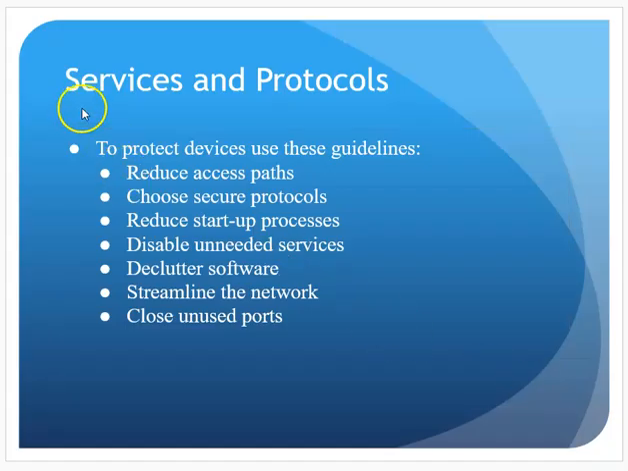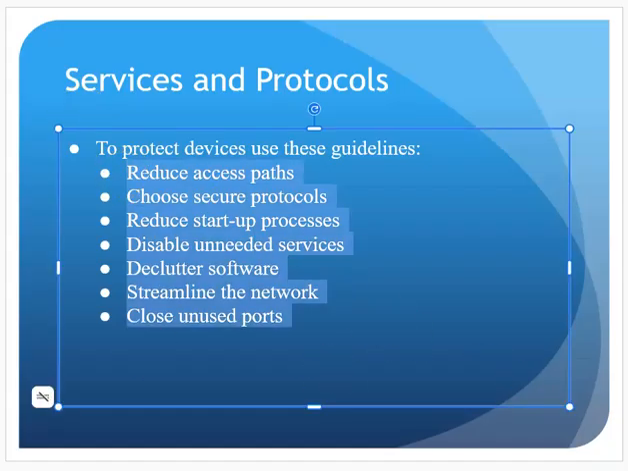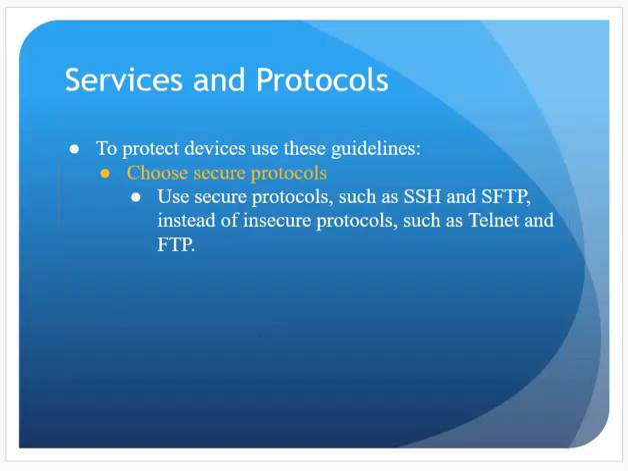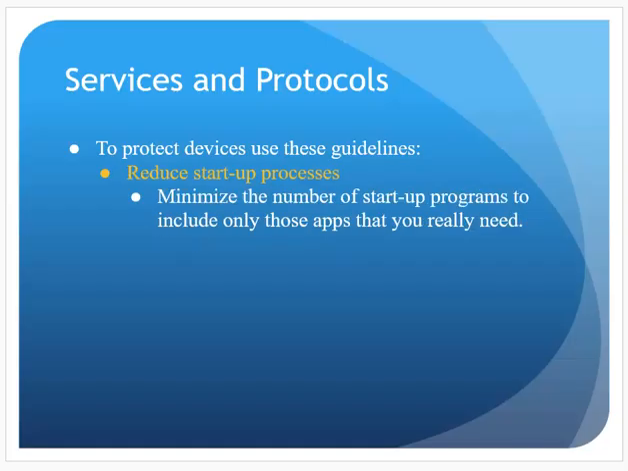To protect devices, use these guidelines. These are a bunch of different things that can be done to protect devices, and I think I'd go through these and break each one of them out real quick. Reduce access paths. Shut off things that aren't needed. If things don't need Wi-Fi or Bluetooth, shut them off. Disable those if they're not needed on a system. Again, choose secure protocols. Only allow SSH. Block all the other ones right at the desktop. Don't let them even get used. And then only have the SSH filter only allowed to go to the subnet or the location it needs to go to.